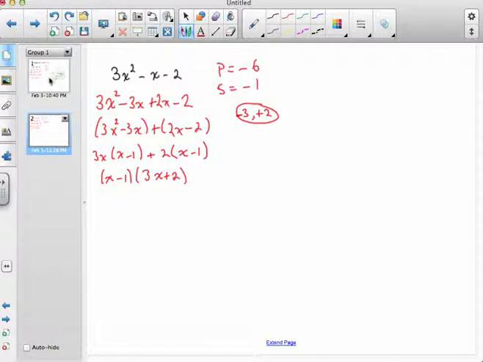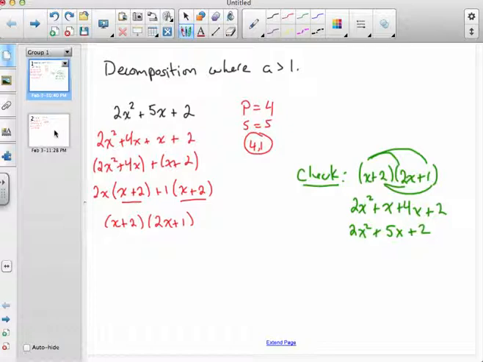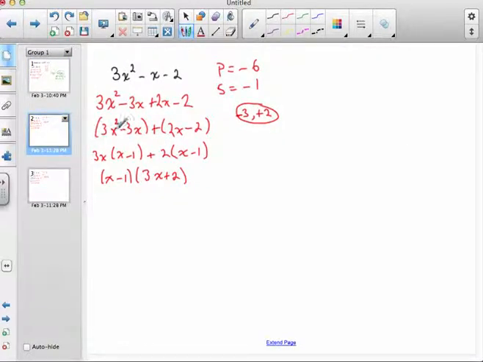So now, if you know decomposition, you can factor a whole other host of problems. You're all set. Goodbye.